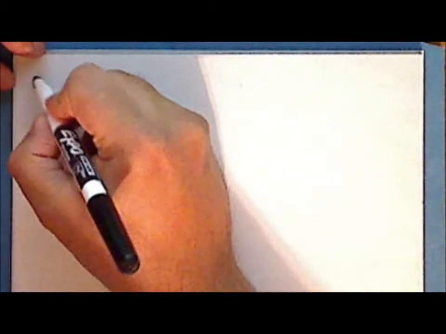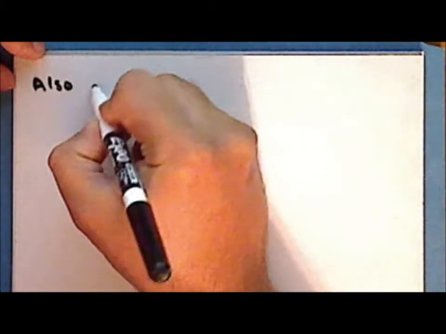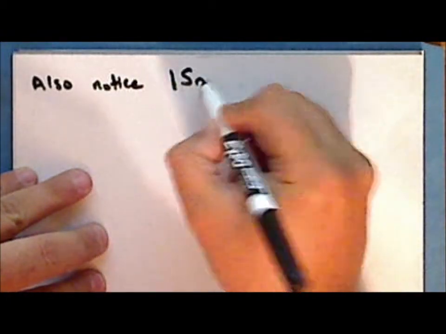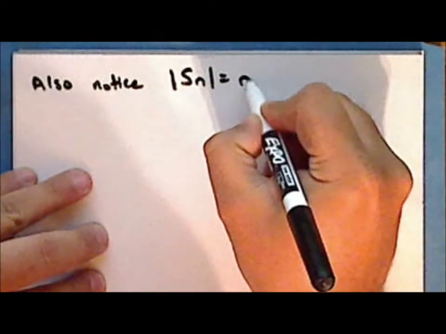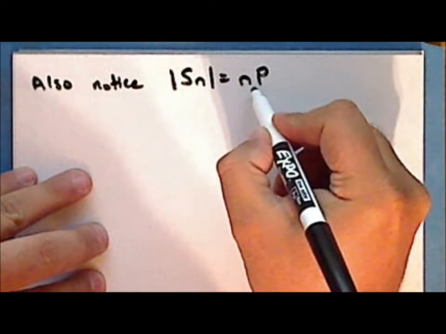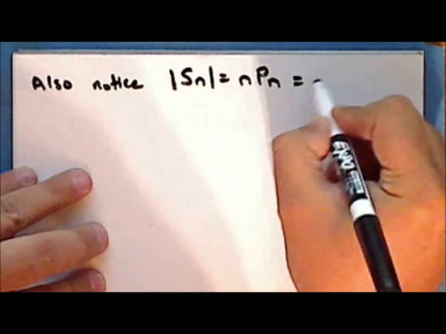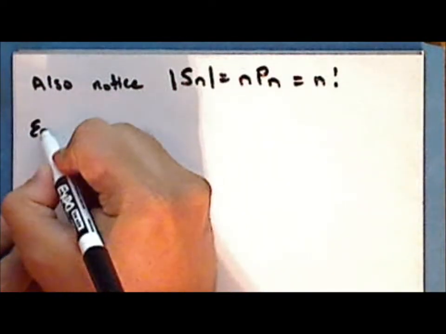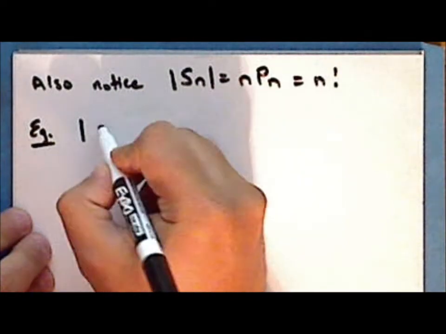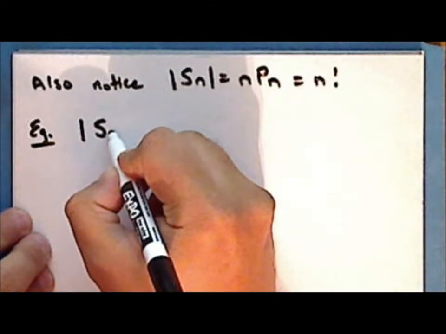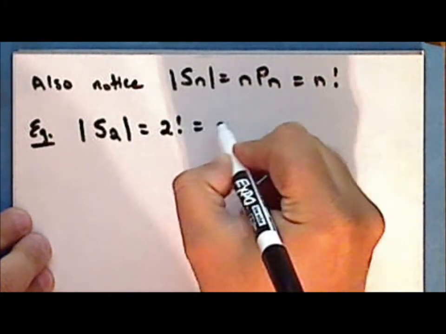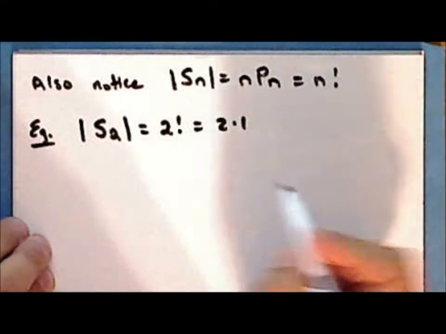Also notice that the order of the symmetric group on n letters is the number of permutations of n objects taken n at a time, which is n factorial. So let's look at an example. The order of the symmetric group on 2 letters is 2 factorial, which is 2 times 1, or 2.